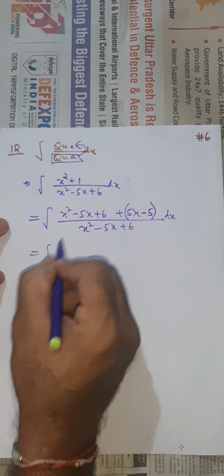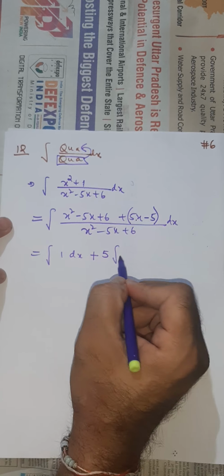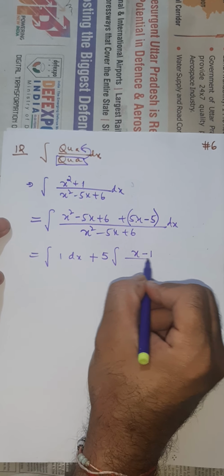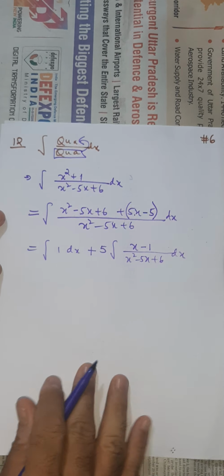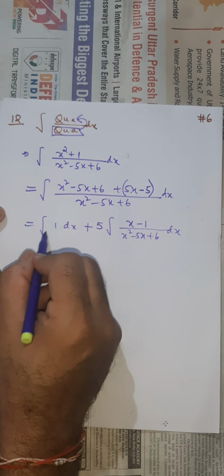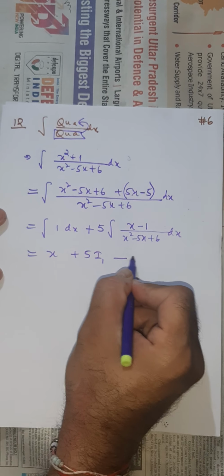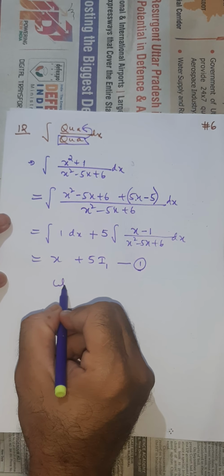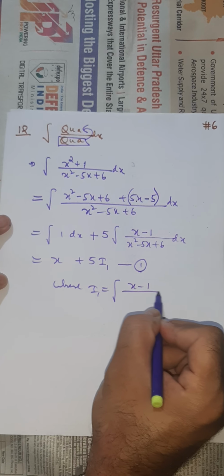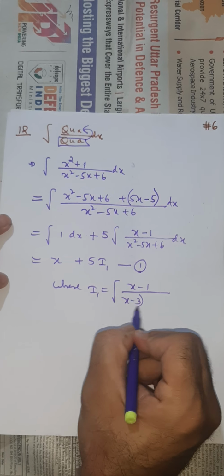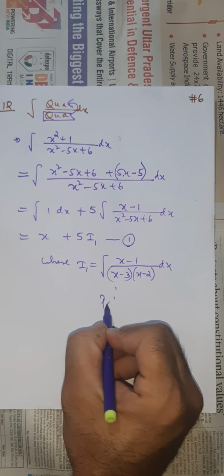Now what about the first one? That's just integral of 1. Here you can take 5 common if you want. This is x minus 1 upon x square minus 5x plus 6. Now here you are through. This is just x. 5, you can call this as I1. And how will we solve the I1? You know how to do this. There are two ways. You can take this as a linear upon quadratic, or you can factorize this as x minus 3 into x minus 2, and now you can continue by the partial fraction method.